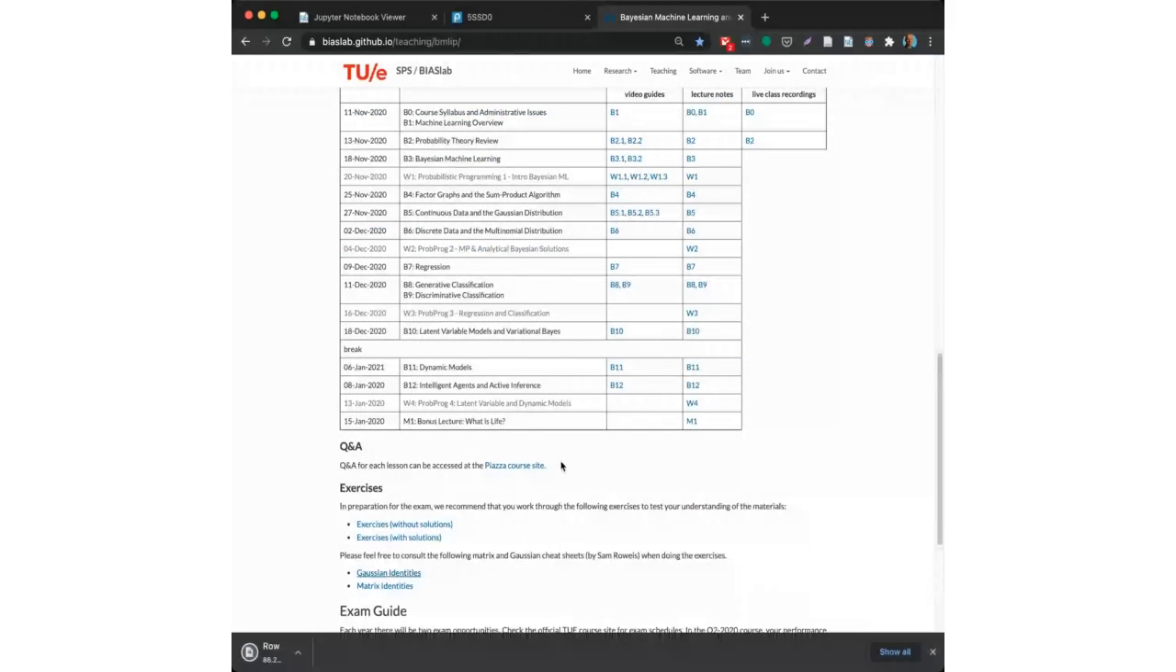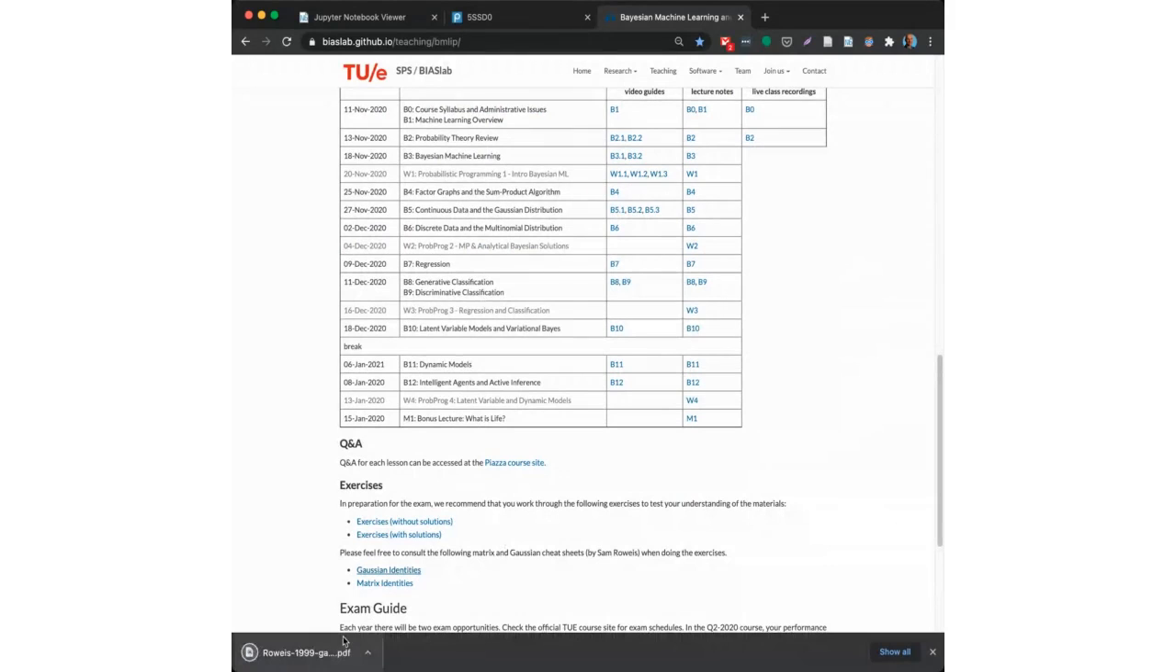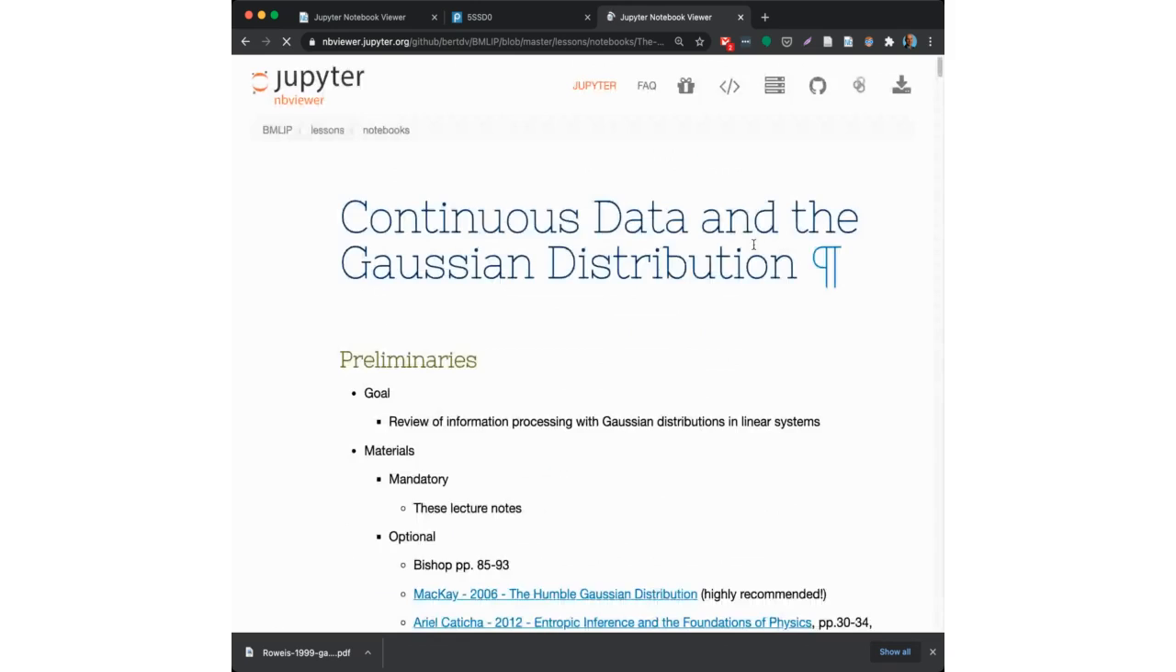In the notes by, unfortunately, if I click here, it downloads it. In the notes by Semron Wise, if you go to Gaussian identities, I could also show it, by the way, here, the Gaussian distribution, B5. So you're totally right. It's a bit out of order.